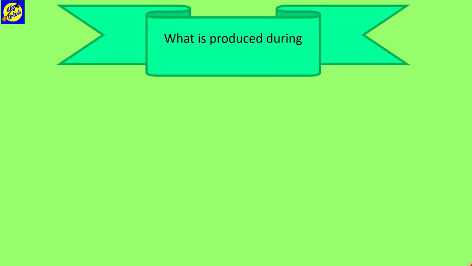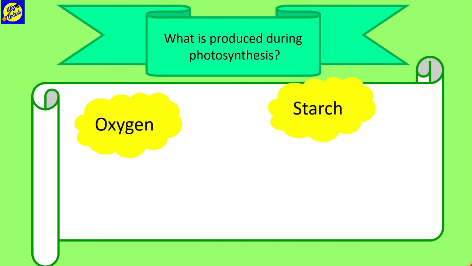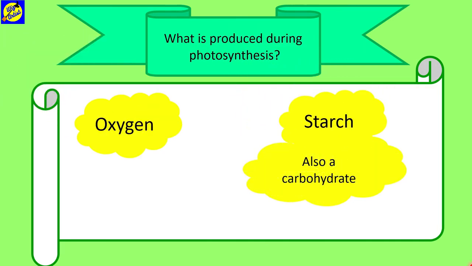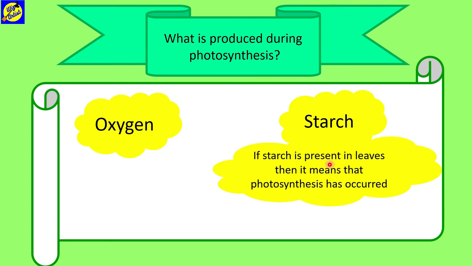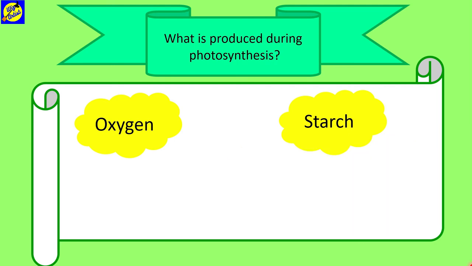So now let us see what is produced during photosynthesis. As we've seen in the chemical equation, oxygen and starch, which is a complex carbohydrate, are produced. Now, why is starch important? The importance of starch is that if starch is present in leaves, then it means that photosynthesis occurred. If it is not present in the leaves, it means photosynthesis has not occurred.